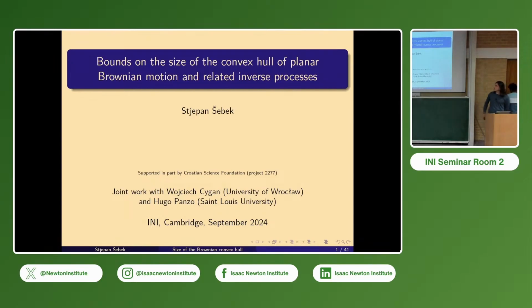Okay, so I'll be talking about this convex hull of planar Brownian motion, and it's a joint work with Wojciech Cygan from Wrocław and Hugo Panzo from St. Louis University.